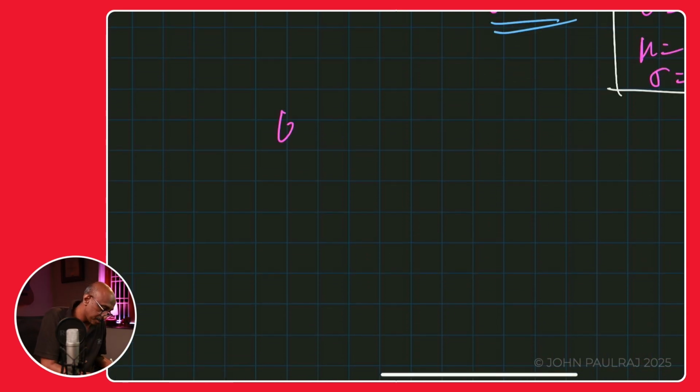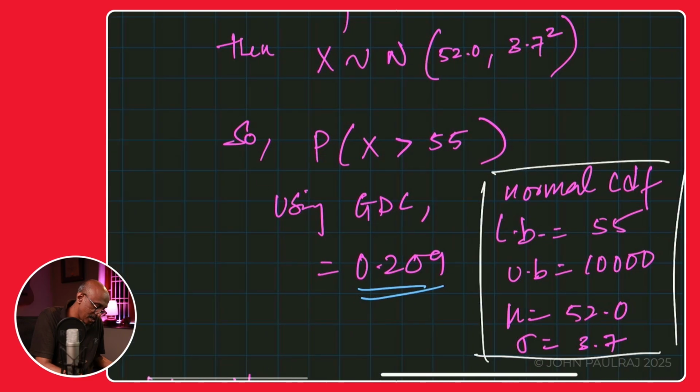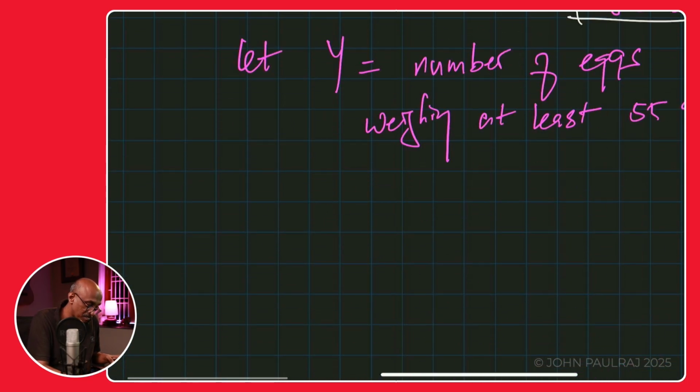So what we're going to do now is let y be the number of eggs weighing at least 55 grams. Did we say 55? Let me just check that again. Yes, 55 was that. So part 1, normal. Part 2, binomial.